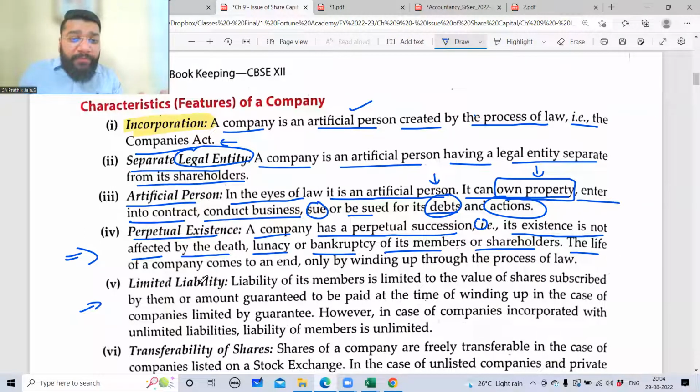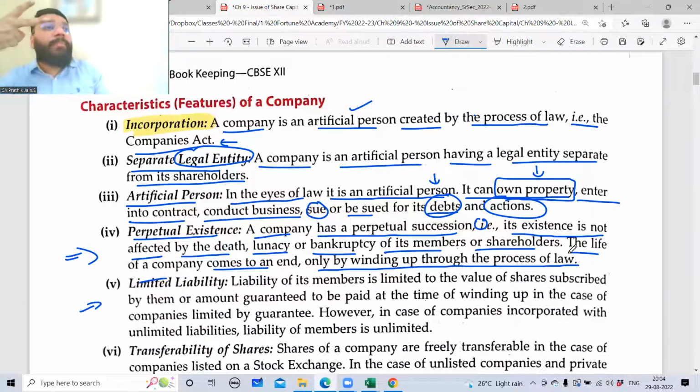Now, the life of a company comes to an end only by winding up through the process of law. In dissolution, what happens? There are two people. One dies. Automatic dissolution. Yes or no? Here, the dissolution does not happen that way. Suppose there are two, the person who started the company, and one died, the company will still go on. Within a time limit, if you're not appointing another shareholder, then the company will have to face the penal consequences. Automatic dissolution will not happen.